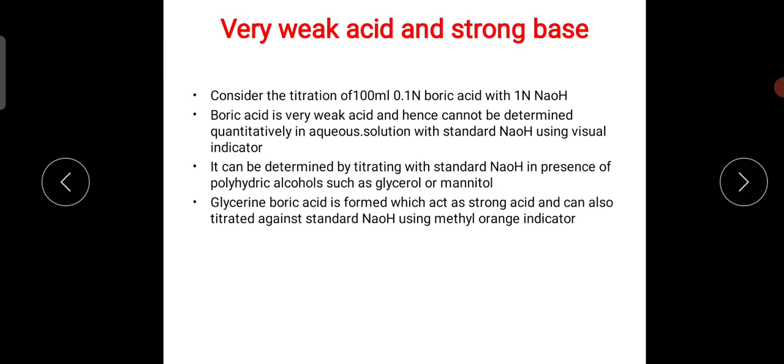So the very weak acid is boric acid and the strong base is NaOH. Boric acid is a weak acid, so first we treat it with a polyhydric alcohol such as glycerol or mannitol. So we get glycerin boric acid, which is a very strong acid. Then again we titrate it with standard NaOH using methyl orange.